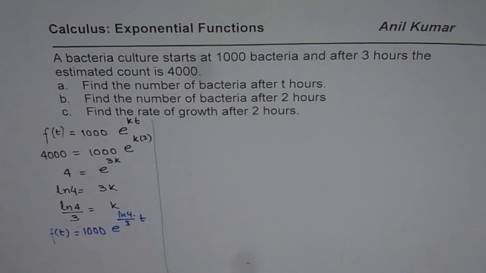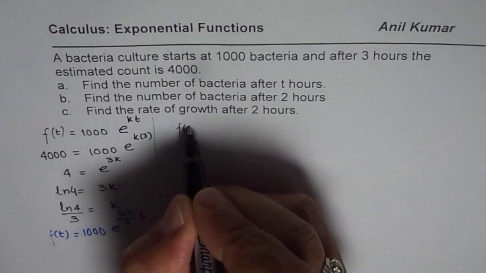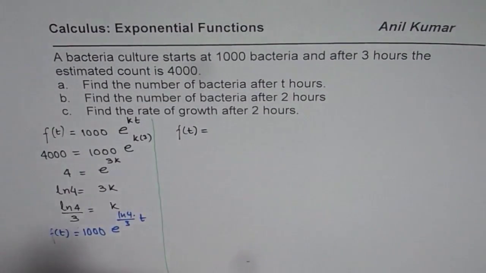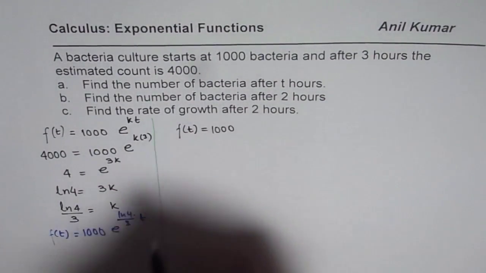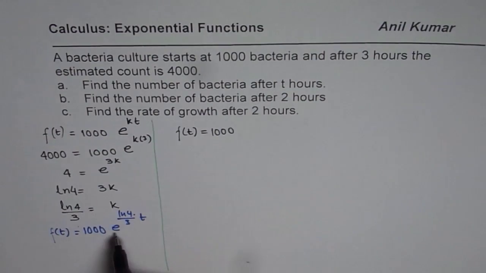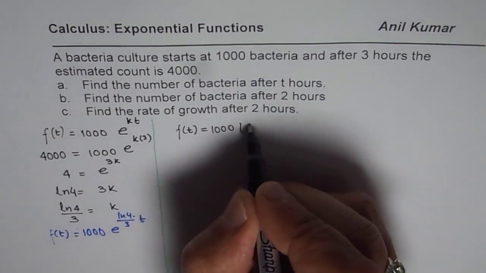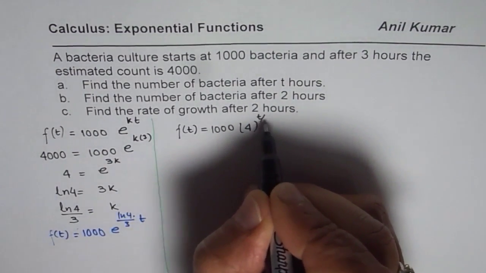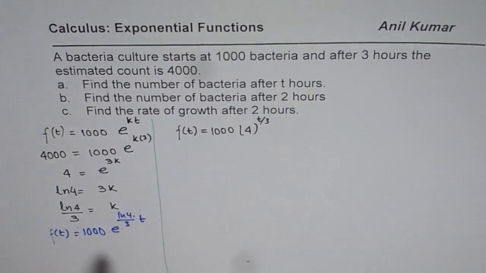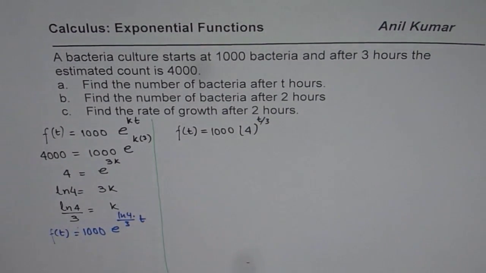Now at times you could also write this equation in an alternate way. f of t is equal to 1000 e to the power of ln 4 is 4, right? So it could be written as 4 to the power of t over 3. So that's an alternate way of writing the same equation, right?